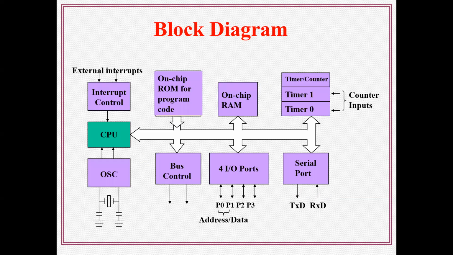And next one is the internal block diagram of the 8051 microcontroller. So here, in the first simple block diagram, the 8051 microcontroller contains a CPU and interrupt controller unit, on-chip ROM, on-chip RAM, timer 0 and timer 1, a serial communication port, 4 IO ports, 1 bus control unit, and an inbuilt oscillator. Okay, this is the simplified block diagram of the 8051 microcontroller.